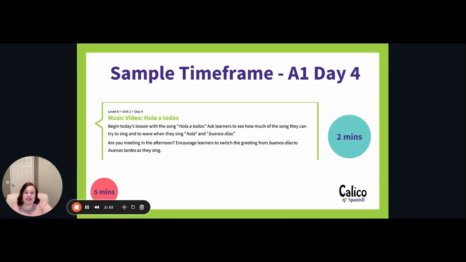The next activity is to sing a song. Learners are going to be working towards singing the song Hola a Todos in Level A, which helps them to achieve their other goals outlined for this unit. And our songs typically take less than 5 minutes of class time.